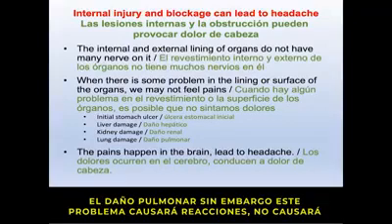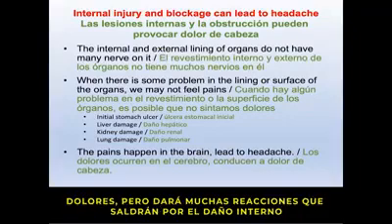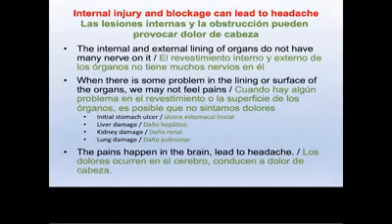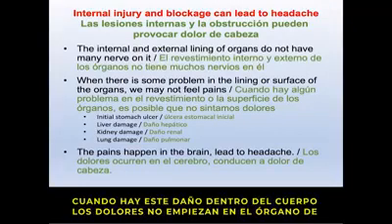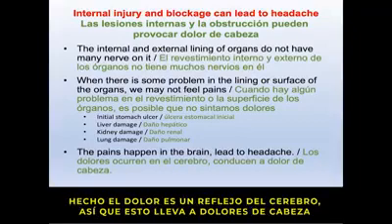However, this problem will cause reactions. Even though there's no pain, there will be a lot of reactions coming out from this internal damage. Another thing is that when these body organs are damaged inside, the pain is not happening in the organ. Actually, the pain is reflected in the brain. So this leads to headache.